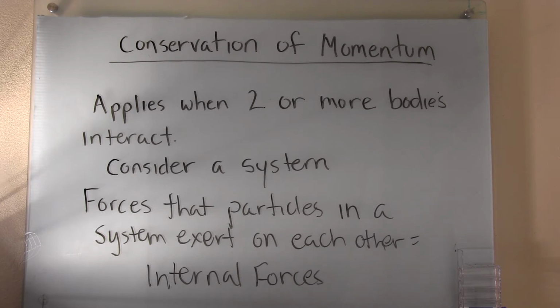If we have a system with no external forces, then we have what is called an isolated system. So if the vector sum of the external forces on a system is zero, in other words, if we have no external forces, only internal forces, then the total momentum of that system will be conserved.